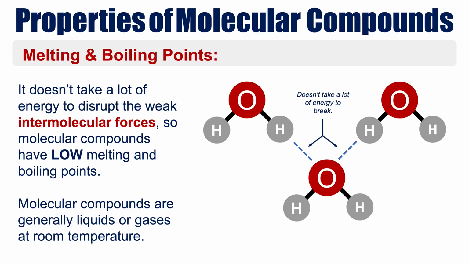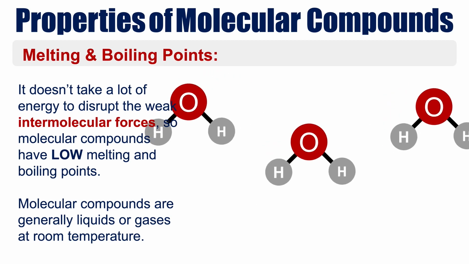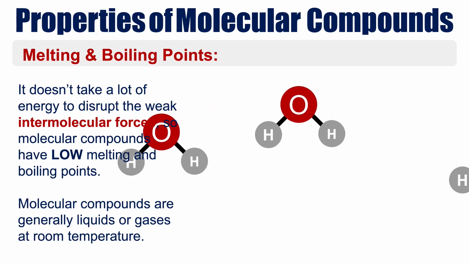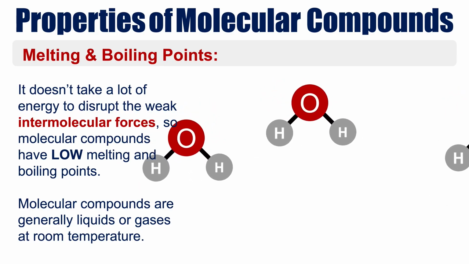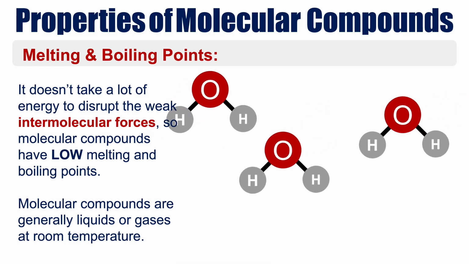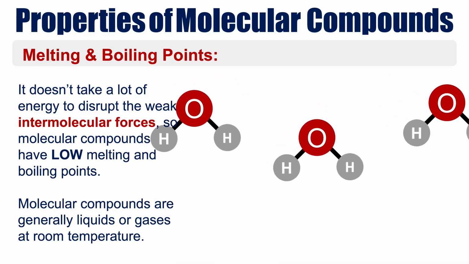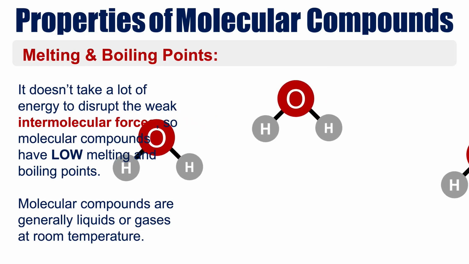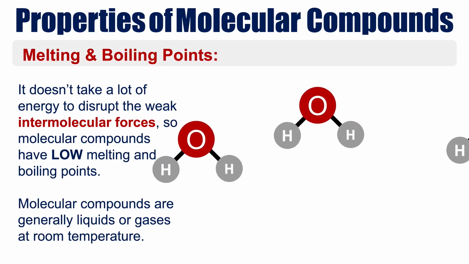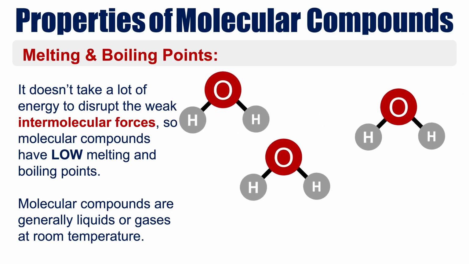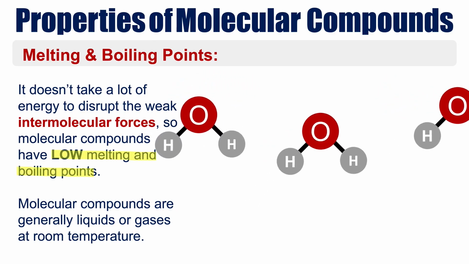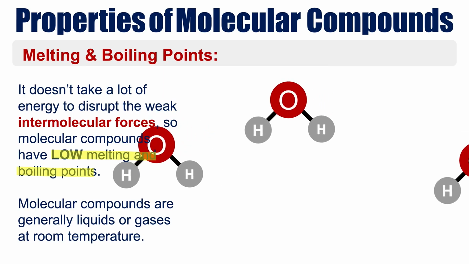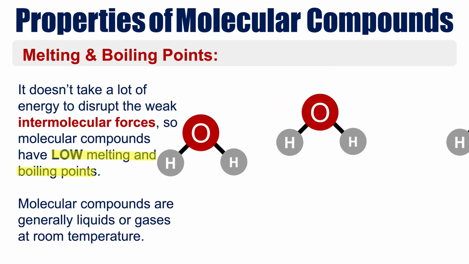So molecular compounds generally have low melting points and low boiling points. It doesn't take a lot of energy to disrupt those weak intermolecular forces between them, so as a result, they generally have low melting points and low boiling points. A lot of molecular compounds exist as liquids or gases at room temperature for this reason. Think of water, a liquid at room temperature, and CO2, a gas at room temperature. It's easy to disrupt these weak intermolecular forces. So molecular compounds have low melting points and low boiling points.